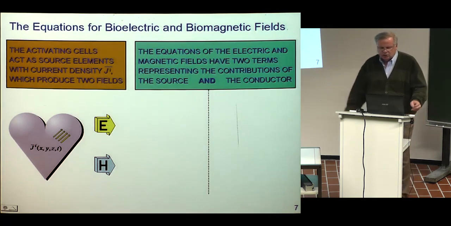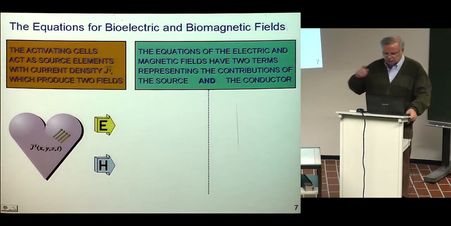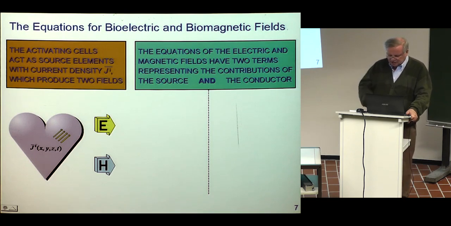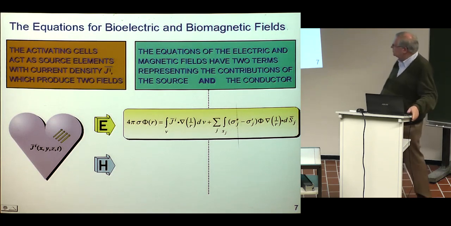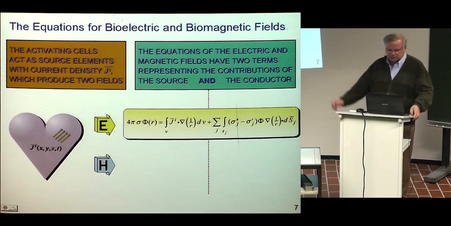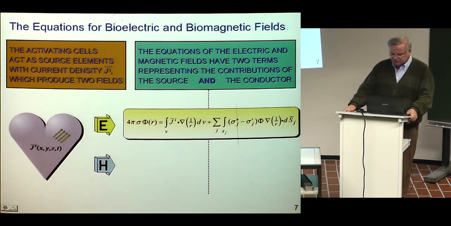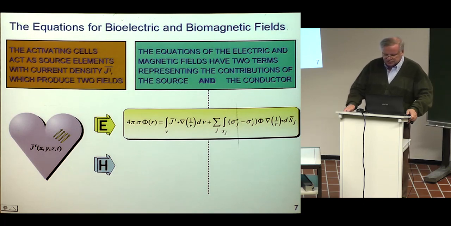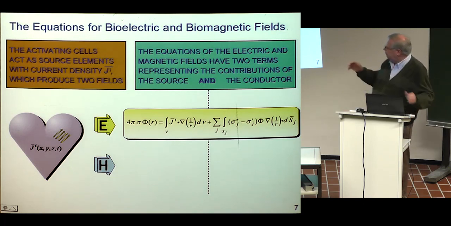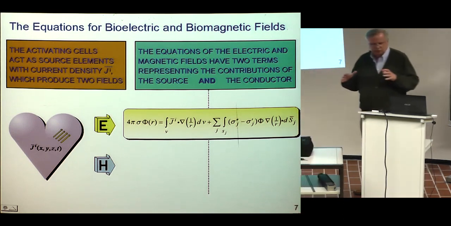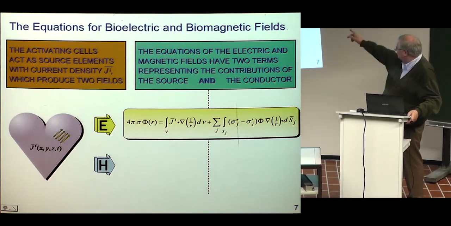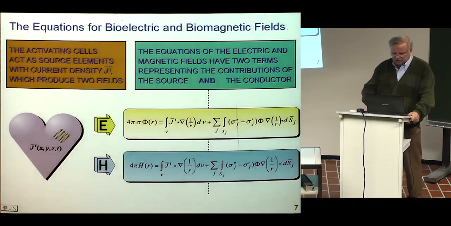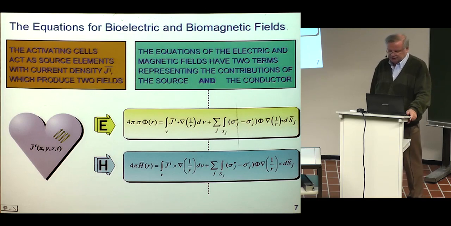The equations of the electric and magnetic fields have two terms, which represent the contributions of the source and the conductor. I did show you earlier this equation which describes the electric field due to the impressed current source density Ji in a finite inhomogeneous volume conductor, which is modeled with a piecewise homogeneous volume conductor. This I did show you earlier. And I just now did show you the corresponding magnetic field.